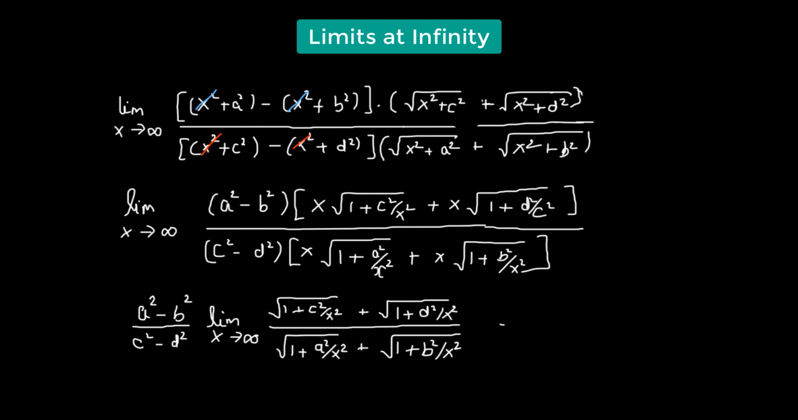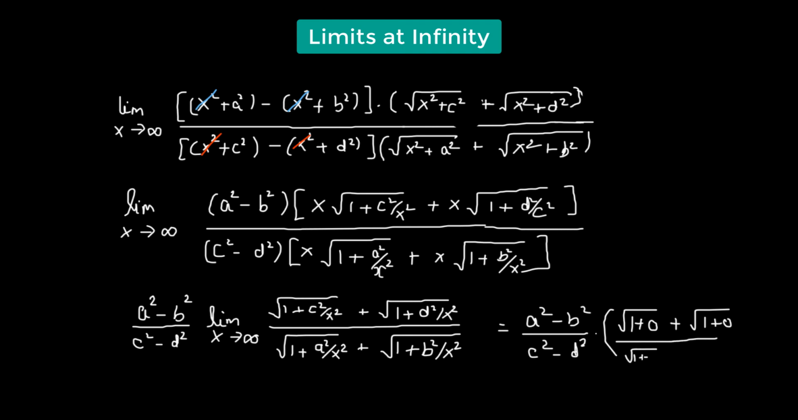Now we're going to substitute the value of x. So we have a squared minus b squared divided by c squared minus d squared. So we have square root of 1 plus c squared over infinity squared will give us 0. So we have 1 plus 0. Similarly, here we have 1 plus 0 divided by square root of 1 plus 0 plus the square root of 1 plus 0. The square root of 1 will be simply 1, so that means in the numerator we have 2, and so in the denominator we have 2 as well. So that will get cancelled out, leaving us with a squared minus b squared over c squared minus d squared. So this is going to be the limiting value.